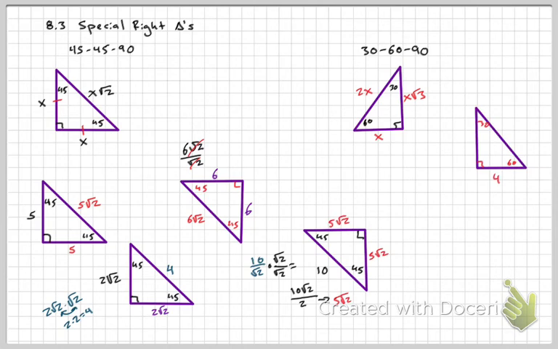Okay, so I have 30, 60, 90. So my 60 leg is 4. That means my hypotenuse is double that amount. So my hypotenuse would be 8. My 30 leg is whatever my 60 leg is times radical 3. So 4 rad 3. All right.